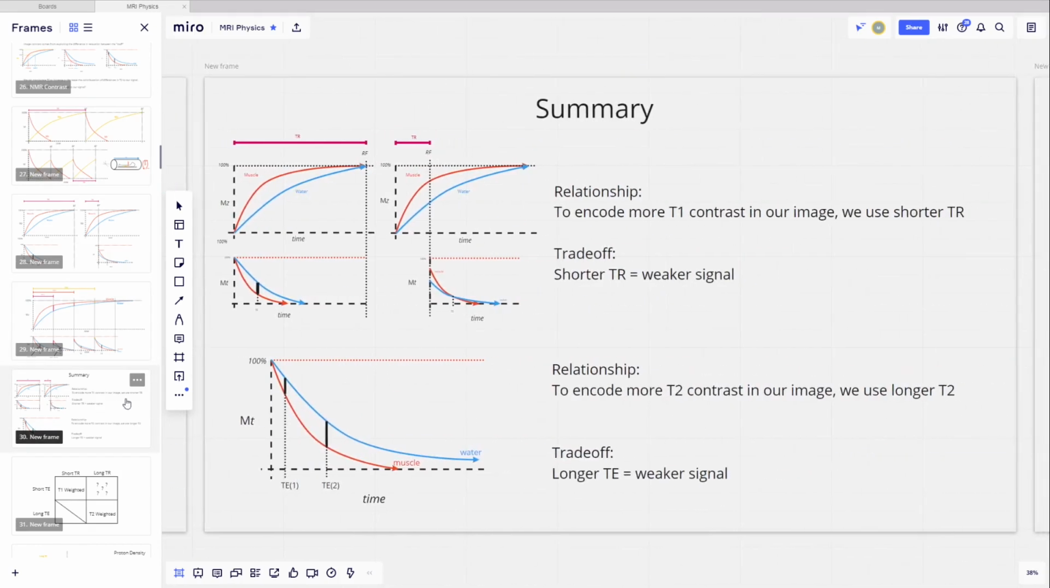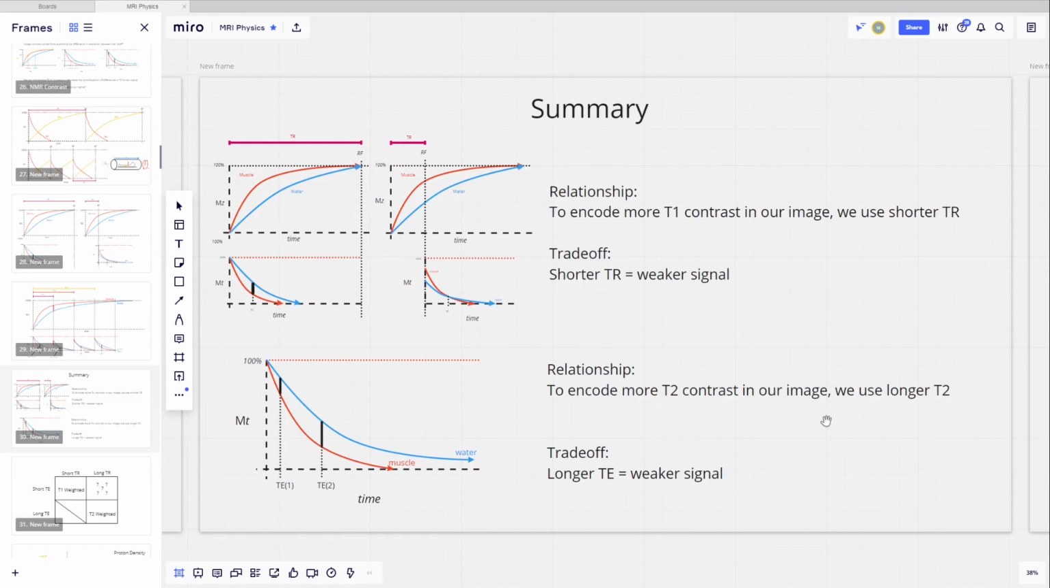And then with T2, same deal. If we want to put more T2 contrast in our image, what are we going to do? Well, we talked about that before. We're going to use a longer TE. We're going to measure here and not here. But it's the same deal. What's happening with our signal curve? It's getting smaller over time. The longer you wait, the less signal you're going to have to work with.